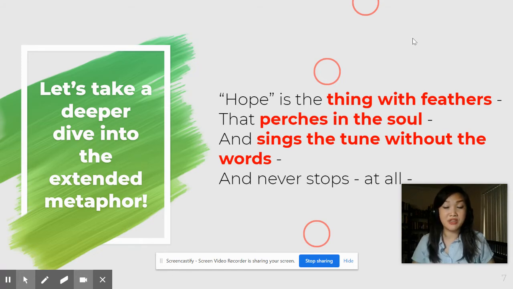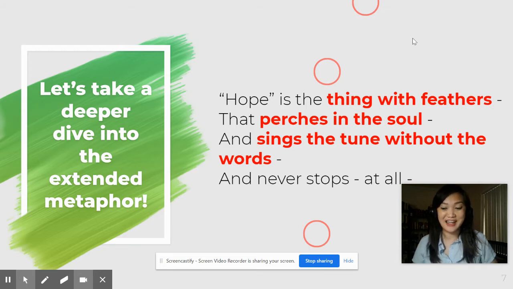So, hope is a thing with feathers, so it's the bird that perches in the soul. So, when you have hope and it just stays in your soul, in your being, it's always present, it never stops, it's always there. It sings the tune without the words. So, this is her extended metaphor.